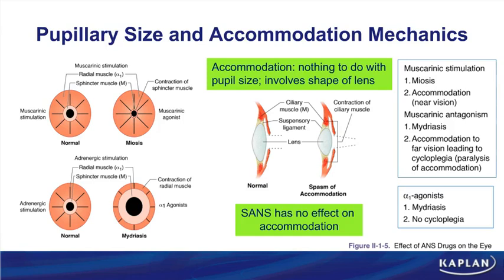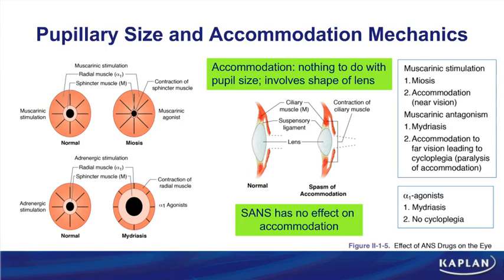Now, contrast a muscarinic antagonist with an alpha-1 agonist. They're going to have in common that they both dilate the pupil, but only the muscarinic blocker will affect accommodation. I get no cycloplegia with an alpha-1 agonist. So you have to imagine, if you have a patient that's undergoing a dilated eye exam, and they're given two separate drugs, both drugs are going to dilate the pupil. One of them paralyzes accommodation. Could you identify those two types of drugs?